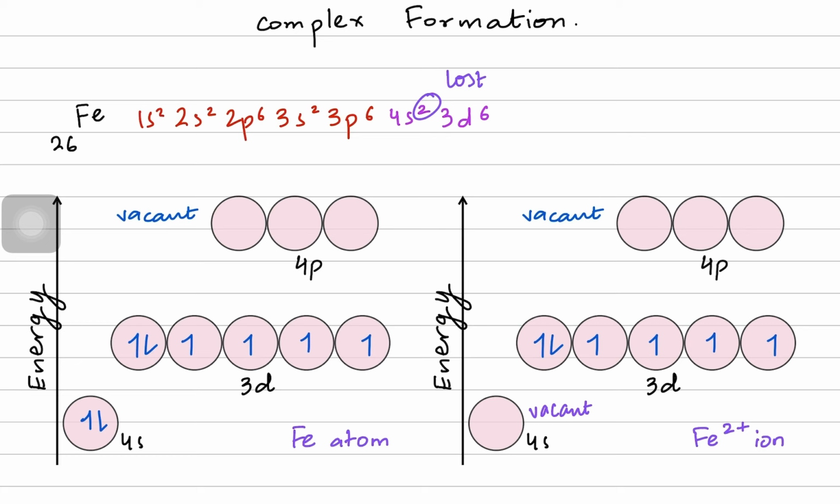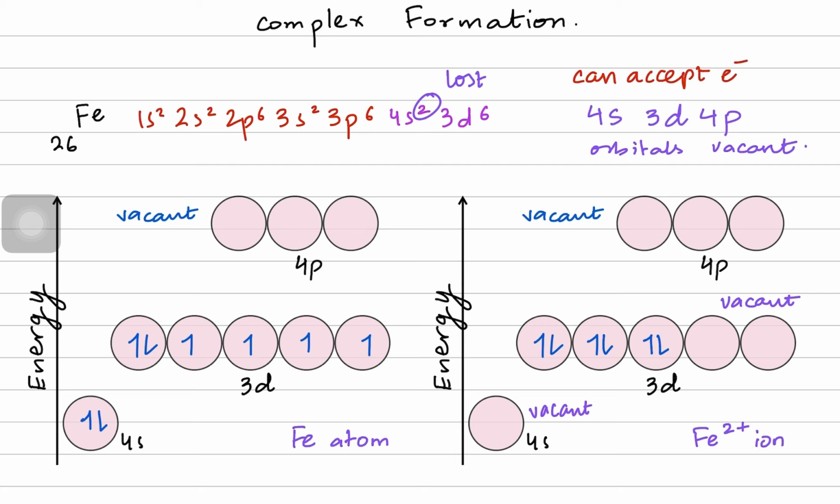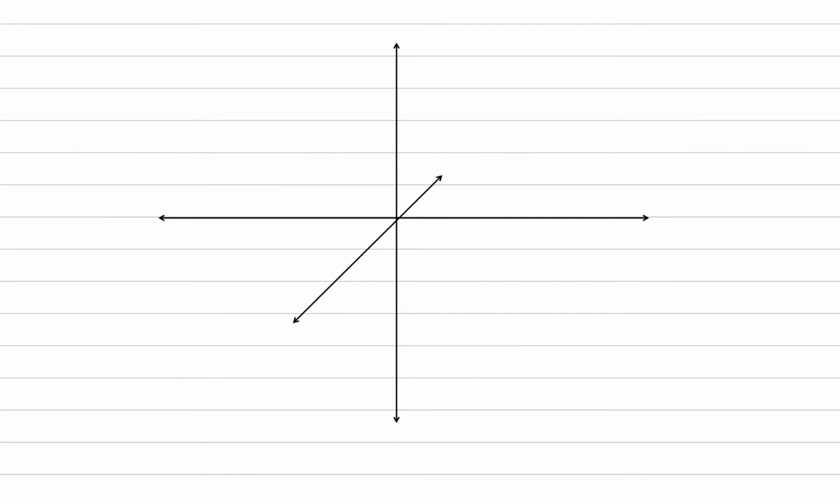So 4s is vacant, 4p was already vacant. 3d makes sure to pair up the electrons so that even 2 orbitals from 3d are vacant. There are overall 6 vacant orbitals. 4s is vacant, the 2 orbitals of 3d are vacant, and the 3 orbitals of 4p are vacant. These are the vacant orbitals with no electrons in them at all. These orbitals can accept electron pairs and make coordinate covalent bond.